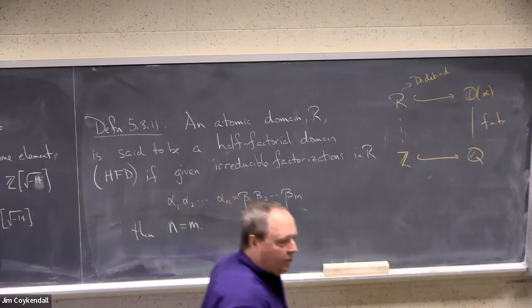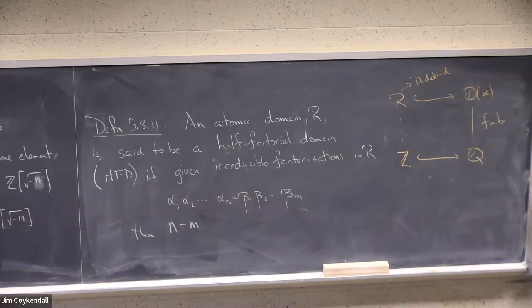So of course, the first thing to ask when making a definition is that you don't want to make a vacuous definition, right? So, do these things ever exist at all? I can think of a large class of domains. Anybody have an example of a half-factorial domain?